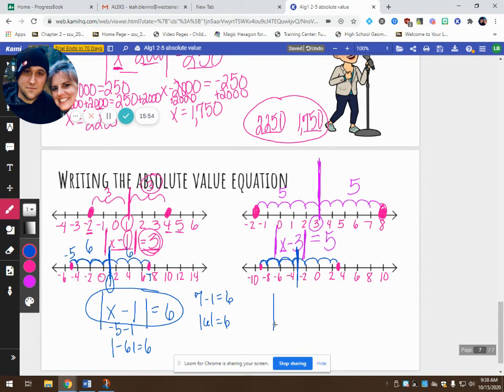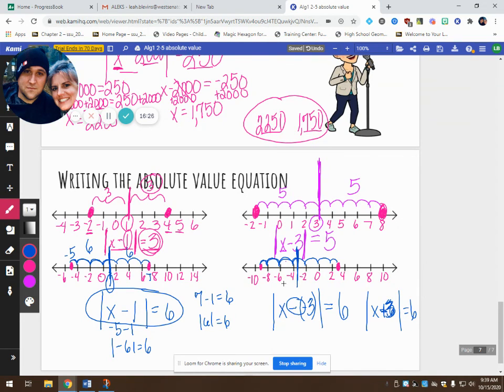So the absolute value of x minus that number there in the middle, which is a -3, right, should equal, how many units was it? 6? Well, let's look at this. A minus and negative is a positive. So I've got the absolute value of x plus 3 equals 6. Minus a negative becomes a positive 3.